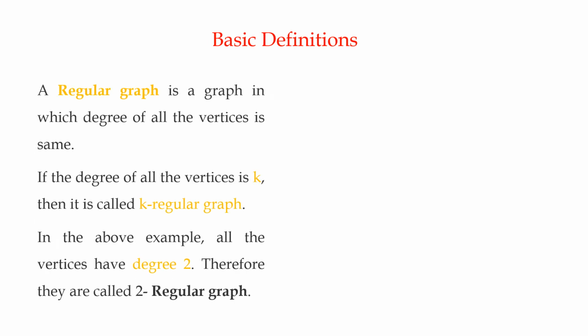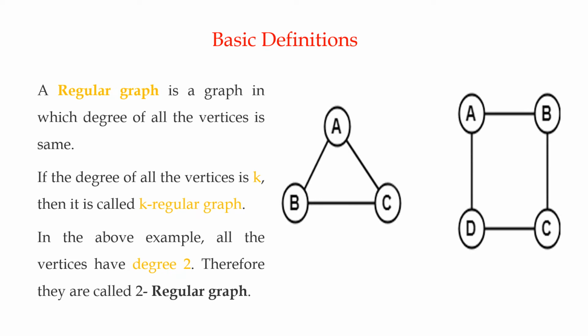Next one is a regular graph. A regular graph is a graph in which the degree of all the vertices is the same. If the degree of all the vertices is k, then it is called a k-regular graph. Here a 2-regular graph is shown.